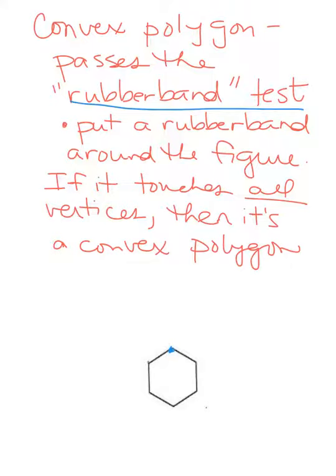So for instance, in this polygon, here are all my vertices. If I were to put a rubber band around this, it would in fact touch all my vertices. It would be tight, but it would do so. So that makes that a convex polygon.